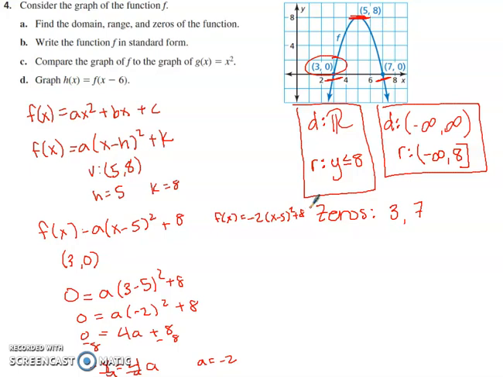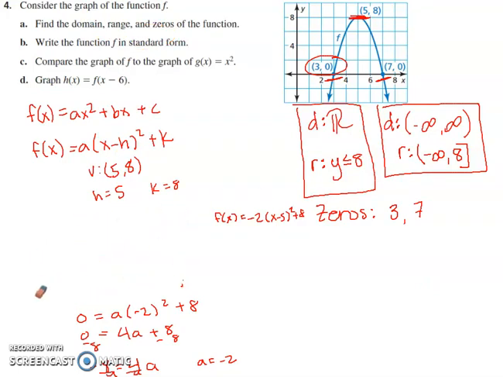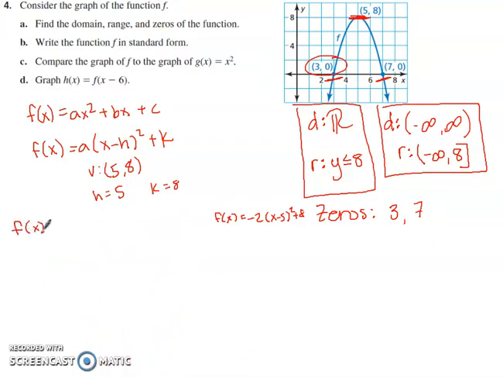squared plus 8. Now, unfortunately, they do ask us to write it in standard form, which means that we need to multiply everything out. So now I'll take what I have, and I'm going to work with it to multiply it out. So f of x is equal to negative 2 times x minus 5 squared plus 8. So I'll go ahead and multiply out my x minus 5. So x minus 5 times x minus 5 is going to give me x squared minus 10x plus 25 plus 8. I distribute my negative 2.